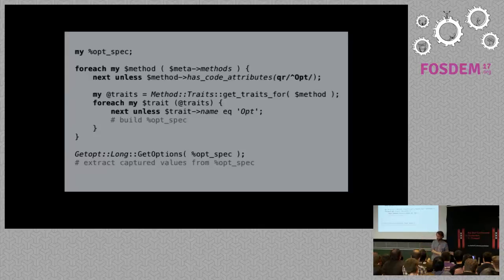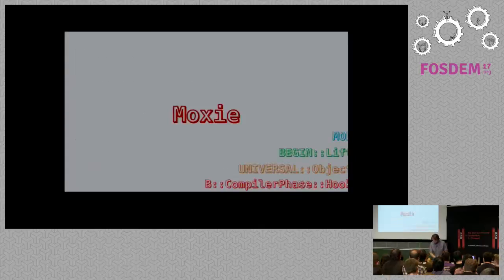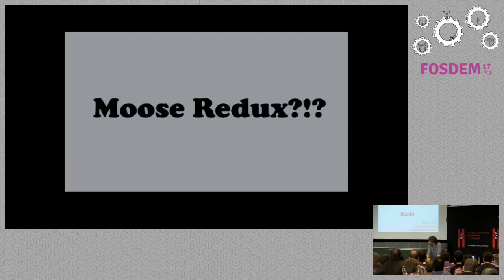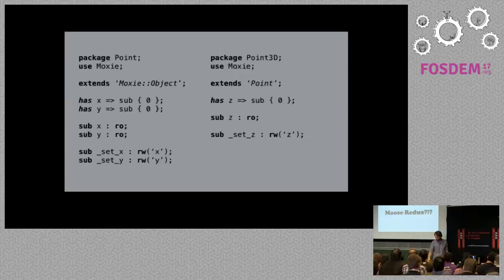So, okay, 10 minutes. So this is fast. Moxie is the Moose redo, but not really. I don't have a better name for it. If anybody has a good name for it, we can come up with one. But essentially, it uses all those things that I just showed you before. So extends and has are both implemented with the begin lift. Again, these things all happen very early in compile time and turn into the canonical versions of themselves.